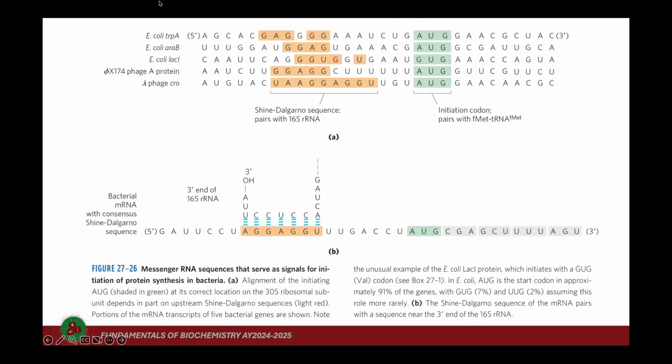Now here we see some representative sequences of the Shine-Dalgarno sequence. Okay, so you see the relative position of this sequence to the start codon. It's very near to the start codon. Okay, so it's rich in G and A. And here you can see the complementary sequence found at the 3' end of the 16S rRNA of the small subunit of the ribosome.